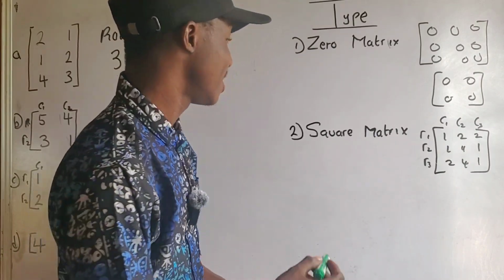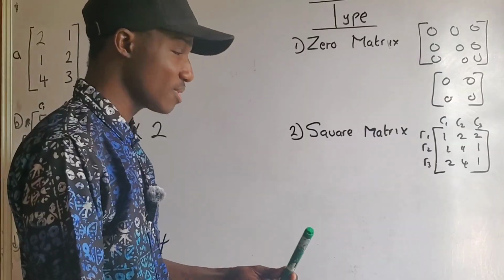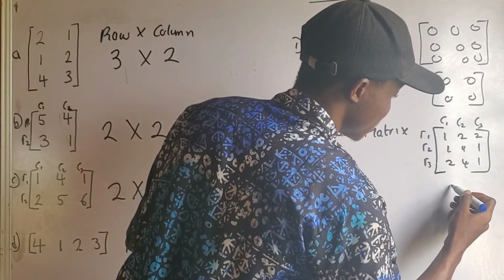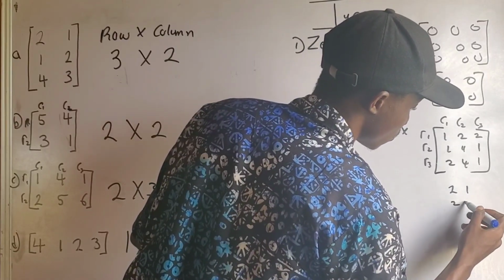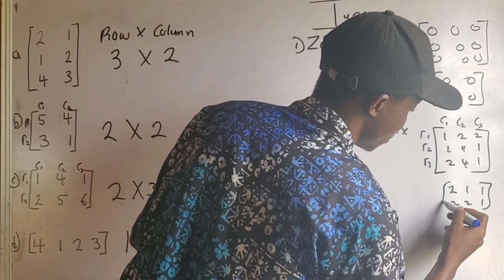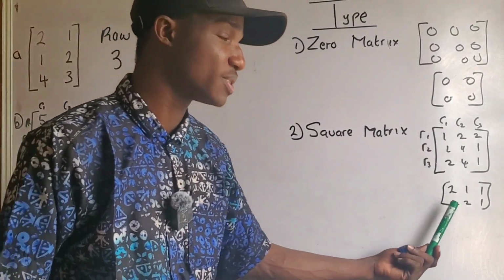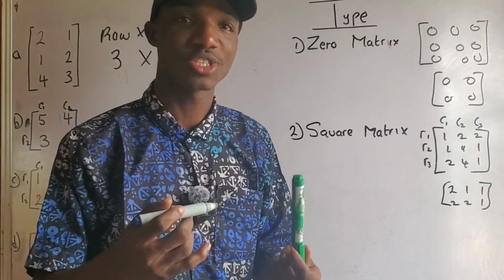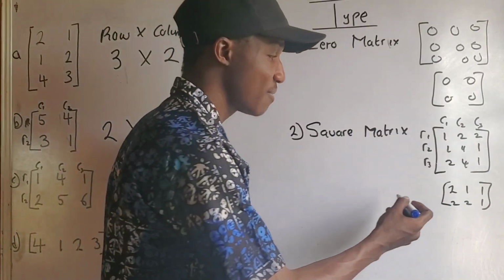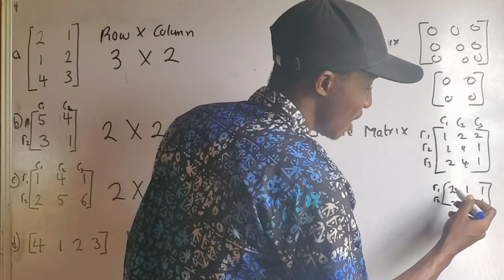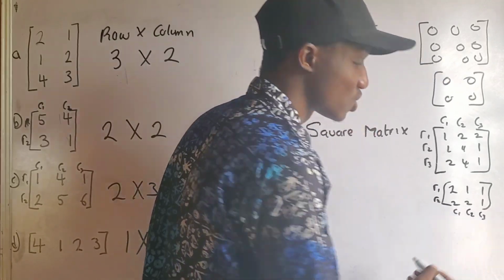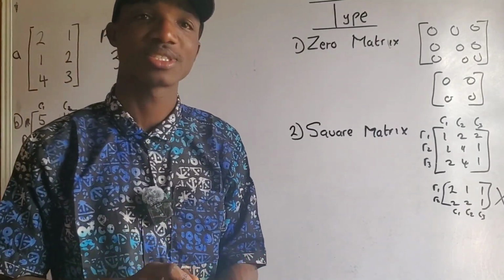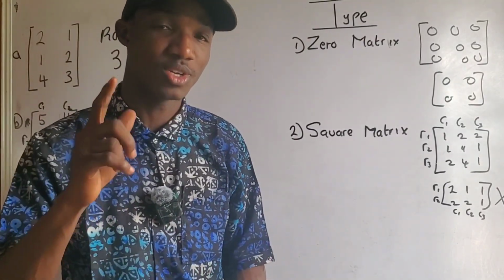Do you understand? Okay. Let us look at another example. What of this? 2, 1, 2, 2, 1, 1. Look at this matrix. Can this matrix be regarded as a square matrix? No. The reason is because the number of rows is not equal to the number of columns. You understand? We are having only 2 rows here, row 1 and row 2. And we have column 1, column 2, and column 3. So this matrix cannot be regarded as a square matrix. Any matrix that can be regarded as a square matrix is one that has the same number of rows and columns. Do not forget, okay?